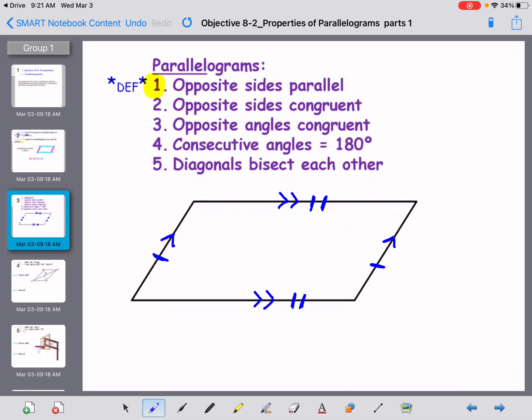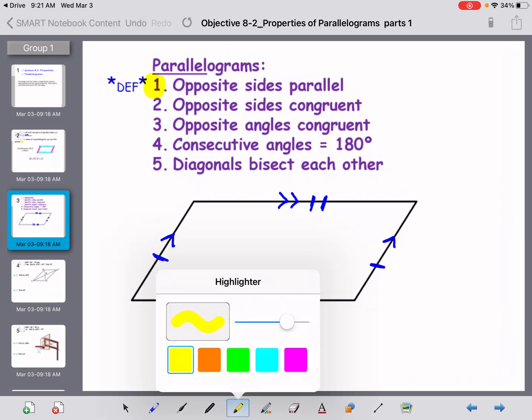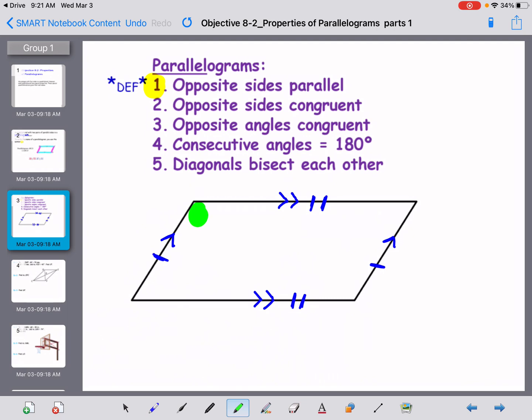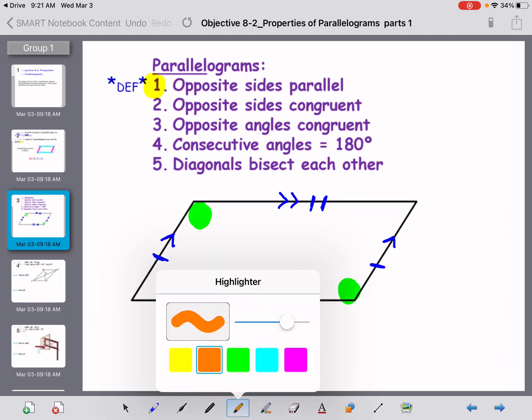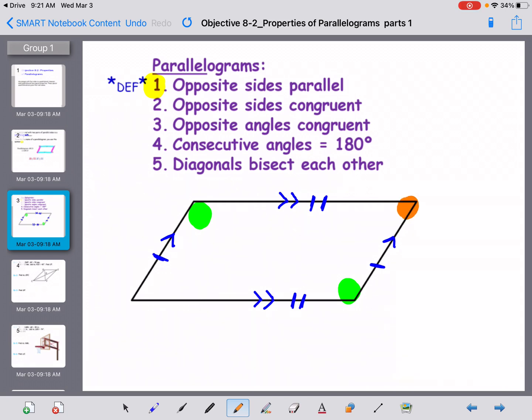Opposite angles are congruent. That would mean that this green angle is congruent to this green one. And then we'll do orange for the other 2 that are congruent. Typically, you're going to see these little marks. But I also like to use color for you guys.